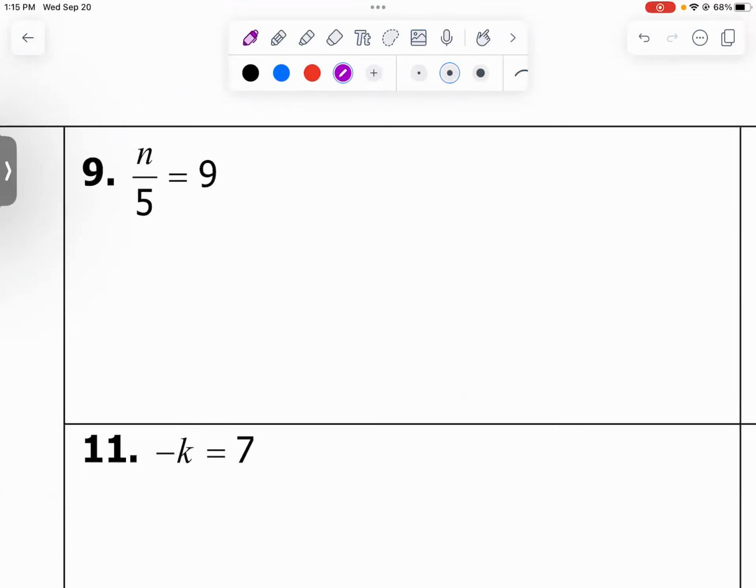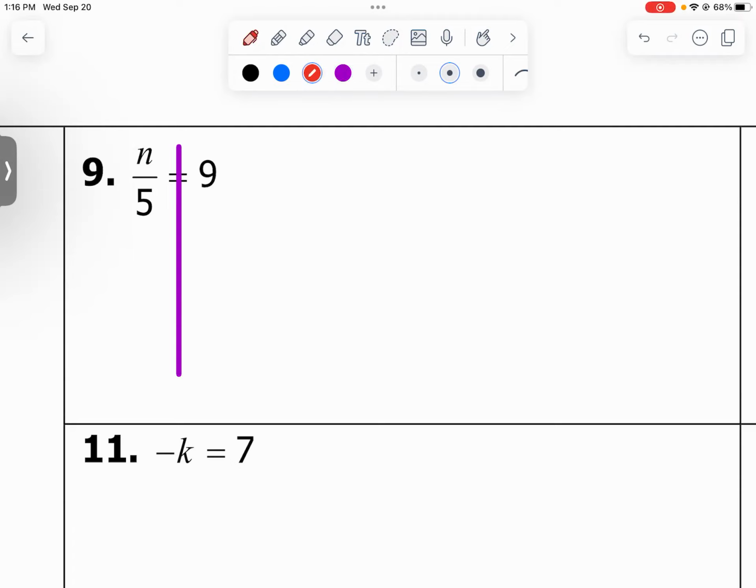So who was group number 2? Okay. Reagan, what did you do to both sides? And why did you decide to multiply by 5? She even used the word, guys. Multiplication is the inverse operation of division.